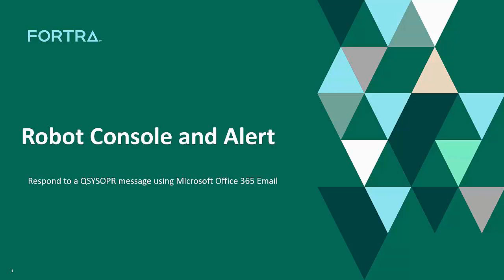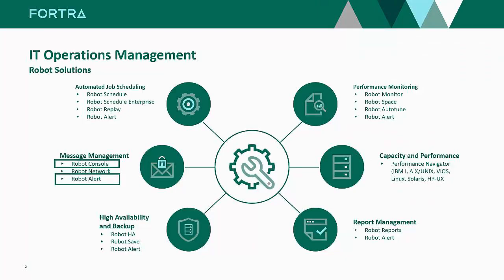Hello and welcome to today's Robot tip using Robot Console and Alert two-way message response using email. Let's get started. The two products we're going to talk about today specifically are Robot Console to do message interception, and Robot Alert to send out notification to an email inbox and allow you to reply to that notification via email to respond to the QSYSOPR message.